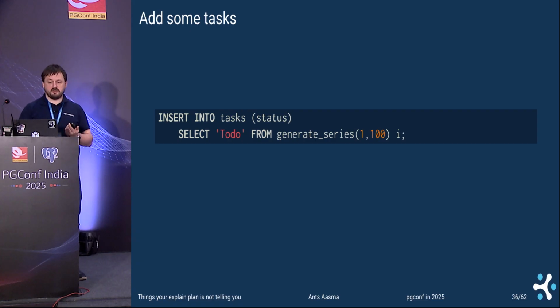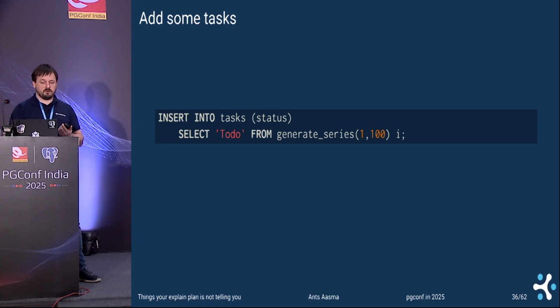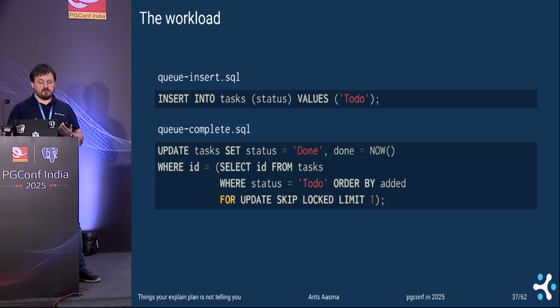And generate some data in there. Let's add 100 to-do tasks. And then, because this is about visibility, we will need an active workload to make it actually work. So over here we have a workload consisting of 2 queries. One of them is adding a new task, and the other one is completing a task.